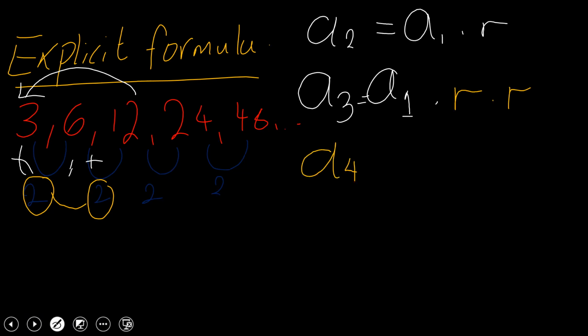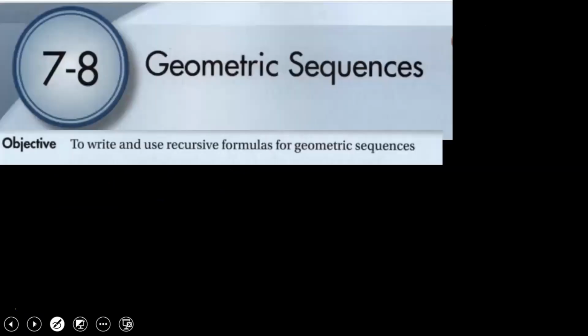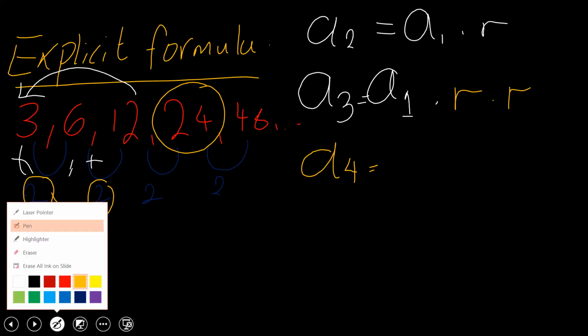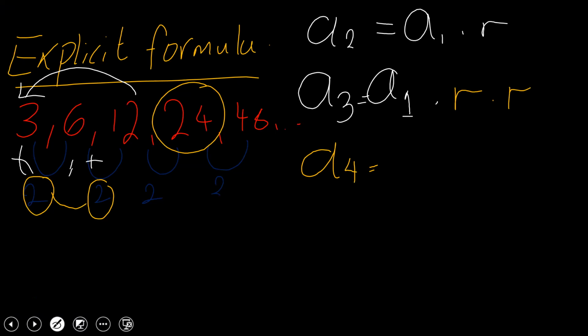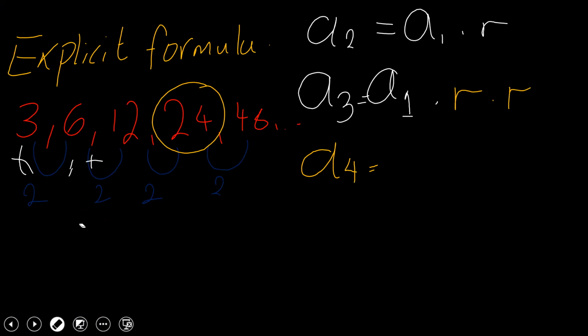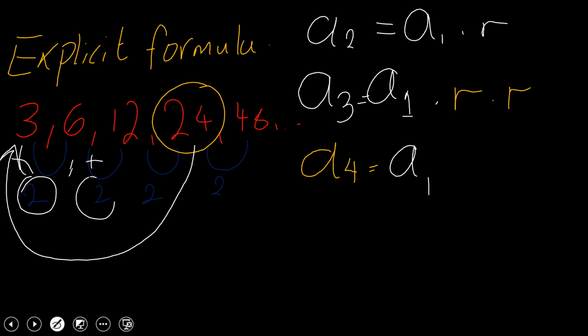Okay, let's find now the fourth term. I mean 24. If I want to find now the 24, what do I have to do? If I want to find 24, I have, using the first term, to multiply 3 times 2 times 2 times 2. So what does it mean? Can we summarize, or can we here conclude a formula?